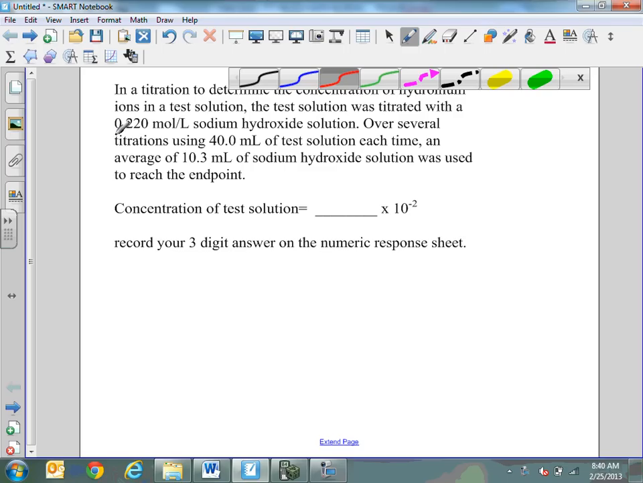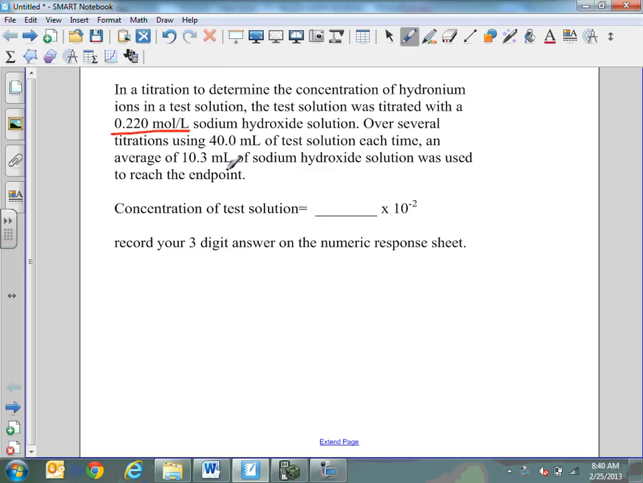So I know the concentration of the sodium hydroxide, and I also know the volumes of my solutions. So I've got 40 milliliters and 10.3. My test solution is the hydronium, and my test solution is 40 mils. For the sodium hydroxide, after several trials, we find that an average of 10.3 mils was used.